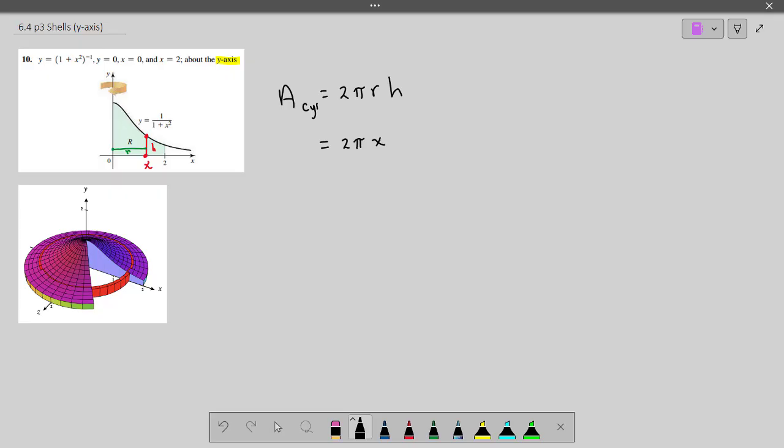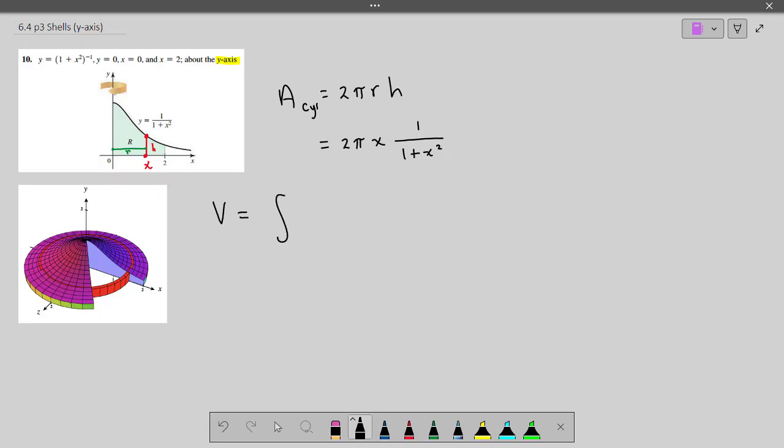How about the h as a function of x? What will the h get replaced with? F of x. So it's going to get replaced with the function 1 over 1 plus x squared. Right? That red distance is the function. So that will be 1 over 1 plus x squared. That is going to be the area of the cylinder at x. And our limits of integration will be 0 to 2. Those are given.